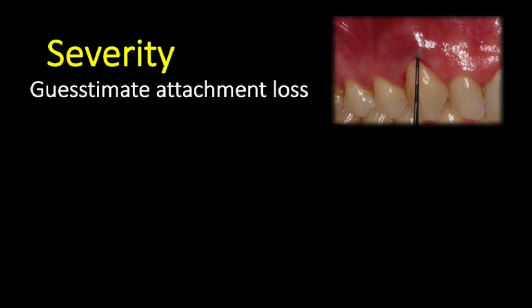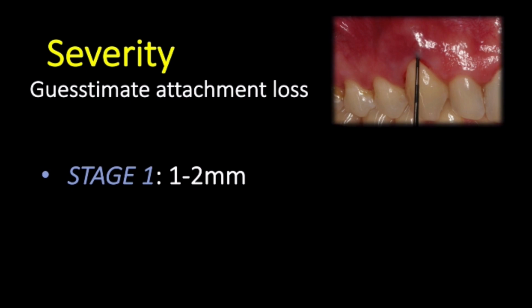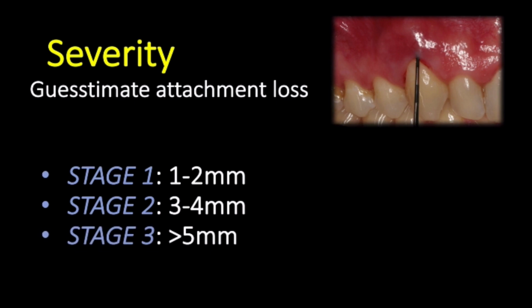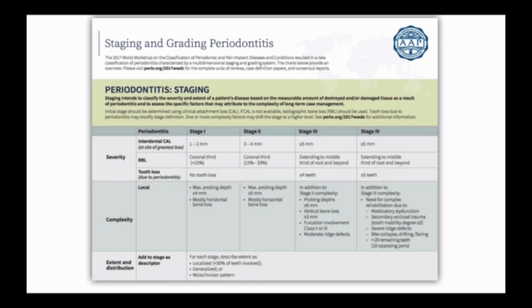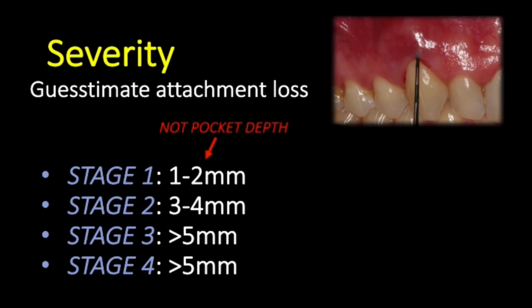Staging is basically the severity of the condition. How severe the condition is is based on the attachment loss. So we need to guesstimate: stage 1, attachment loss of 1 to 2 millimeters; stage 2, 3 to 4; stage 3, 5 or more; and stage 4 is also 5 or more. Now these are not pockets. When you just look at the handout, you can get confused, but these are not pockets.